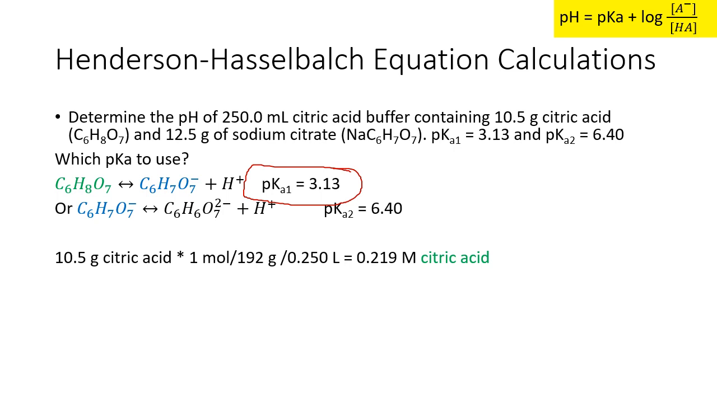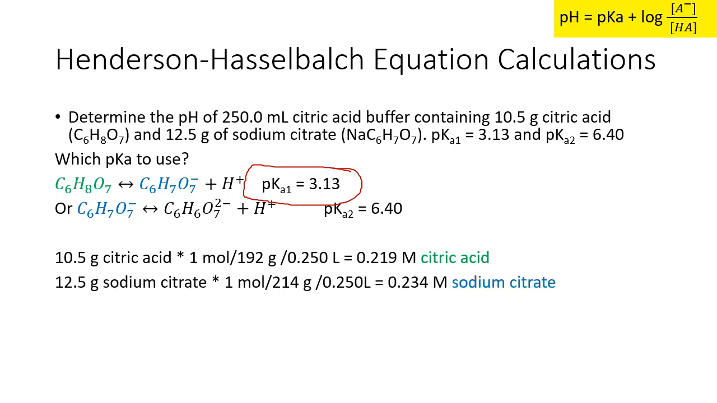And we go ahead and we do the same thing for sodium citrate. We divide it by 214 grams. We divide again by 0.250 liters. And we get 0.234 molar sodium citrate. Now we can put this into the Henderson Hasselbalch equation. I'm just going to call it HH from now on so I can stop trying to say Hasselbalch. And when we do 3.13 plus log of 0.234 over 0.219, it's equal to 3.16.